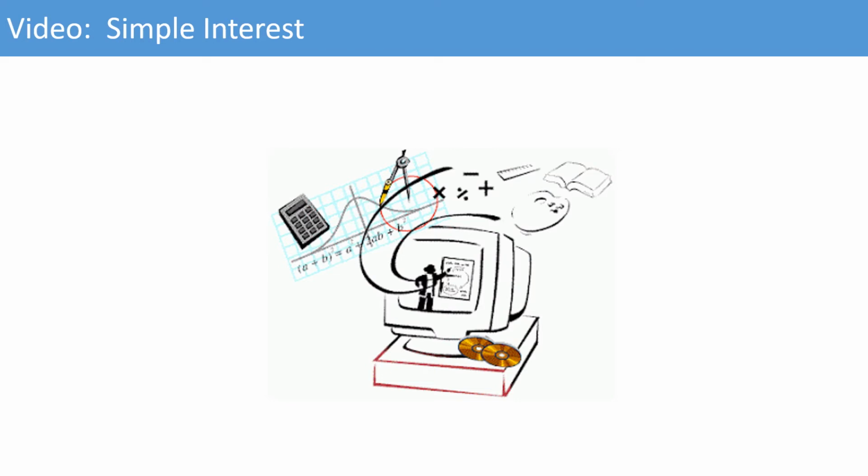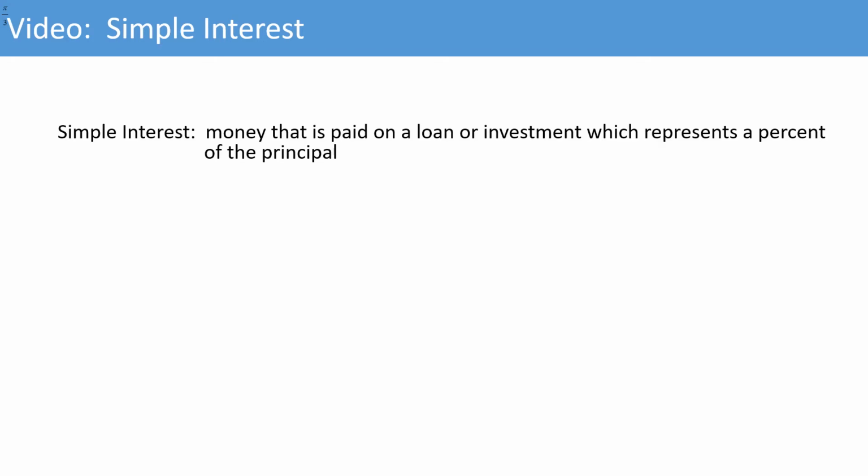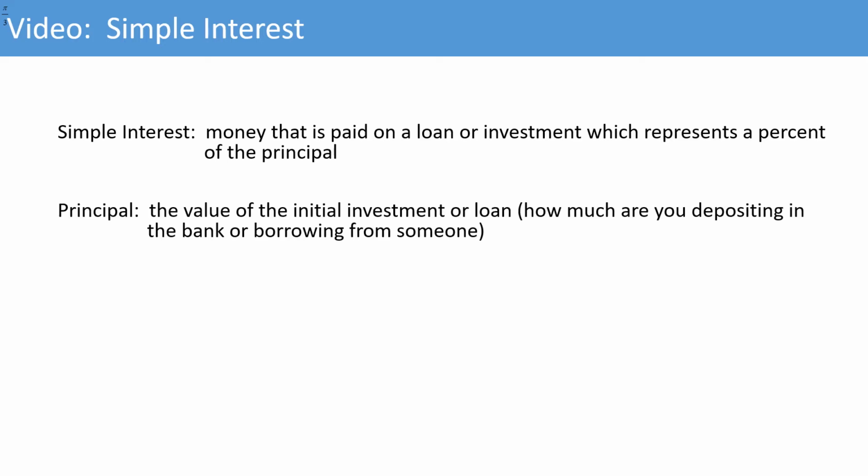Simple interest. Simple interest is the money that is paid on a loan or investment which represents a percentage of the principal. The principal is the value of the initial investment or loan, how much you are depositing into the bank or borrowing from someone.